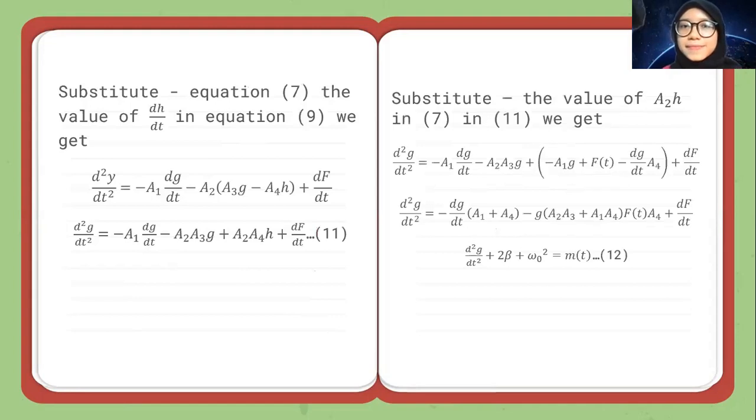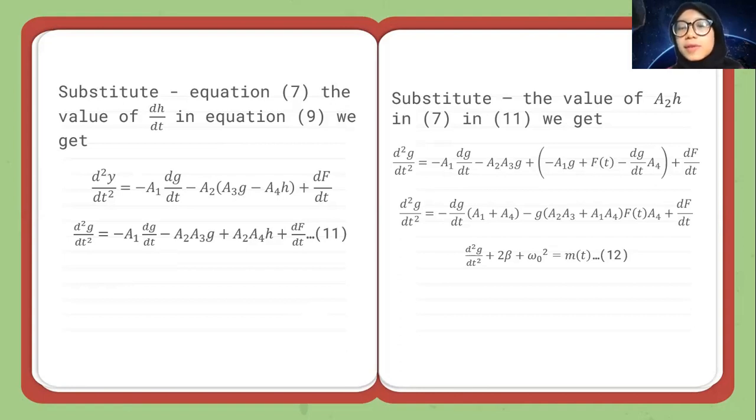Next. Then substitute equation 7 and the value of dH/dt in equation 9. We get equation 11. That is, the second derivative of G with respect to t equals minus A1 dG/dt minus A2 times A3 G plus A2 A4 H plus dF/dt.